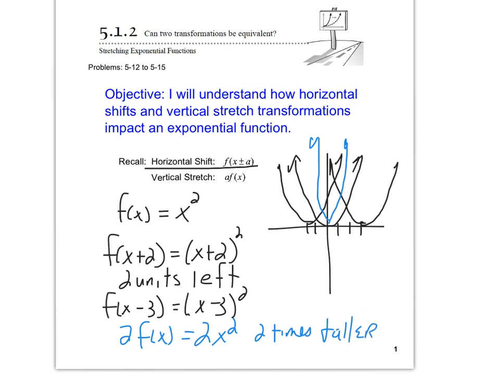And if we were to take and graph 1/2 f of x, that would be 1/2 x squared, then our graph becomes half as tall, or it's multiplied vertically by a factor of 1/2.